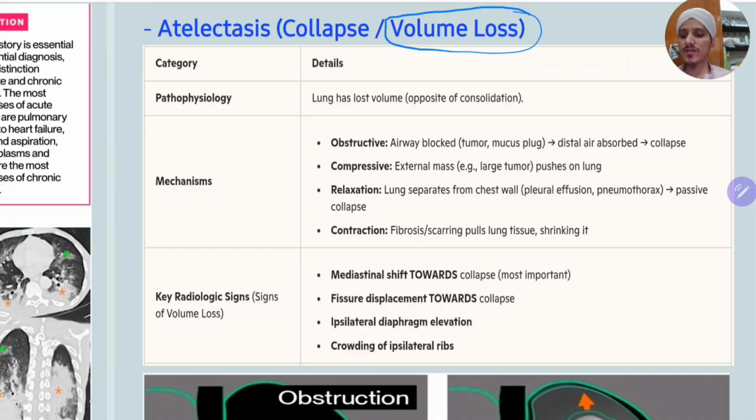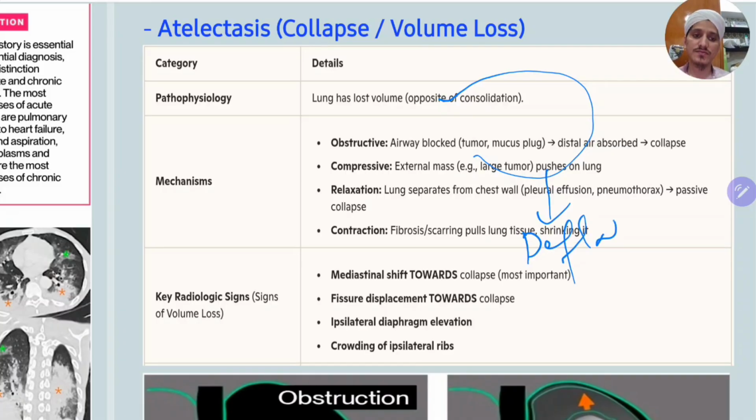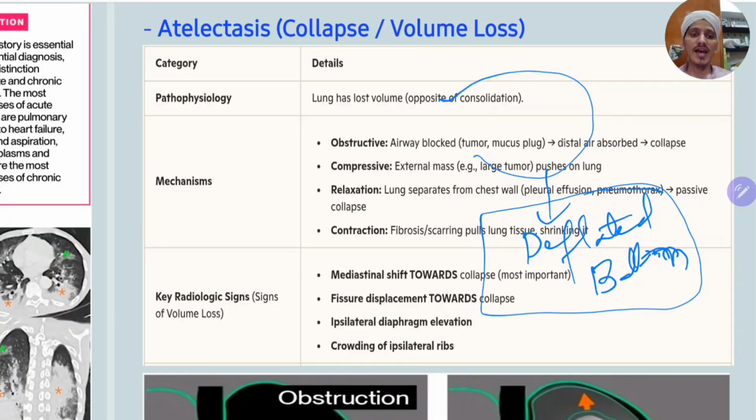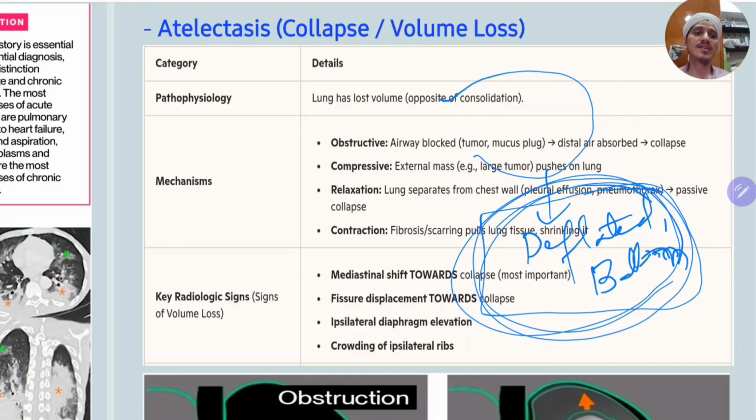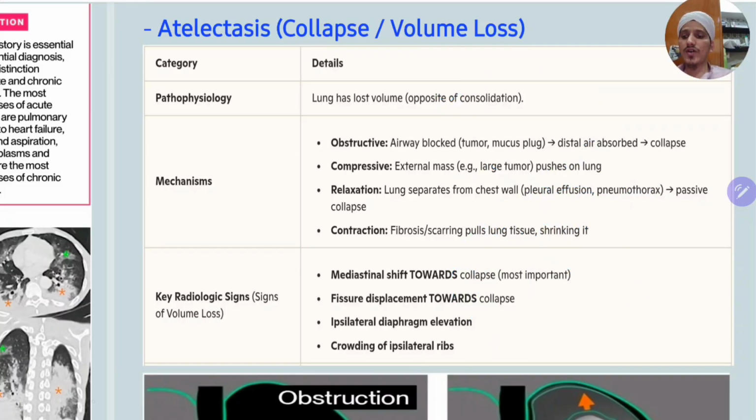So you have volume loss of the lungs. So collapse is nothing but, just remember, if you imagine the lung as a balloon, it is a deflated balloon. Just imagine a deflated balloon which has lost its volume. When it is filled with air, it will have some volume, but the whole air is out from a part, segmental or subsegmental, from the lung. So that part of the lung will get collapsed like a deflated balloon. So that is nothing but atelectasis. So what is the pathology? Lung has lost volume, opposite of consolidation.